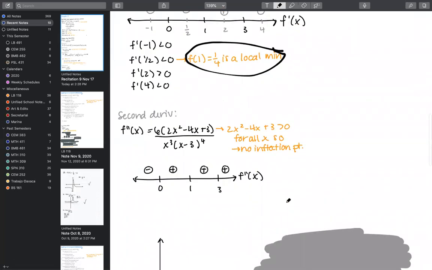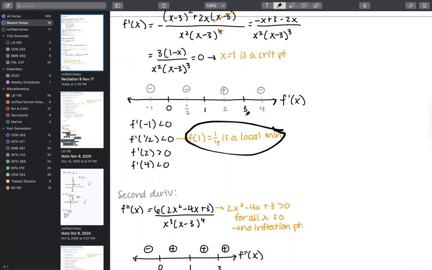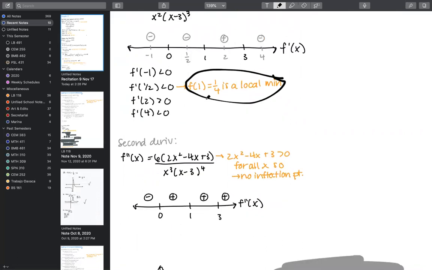And finally, no inflection points. So we're not going to circle the entire number line, but you should definitely be referencing the f prime number line and the f double prime number line. But this is the stuff that I've circled. This is the stuff that you're going to write down first. So the phase 1, as I've called it.